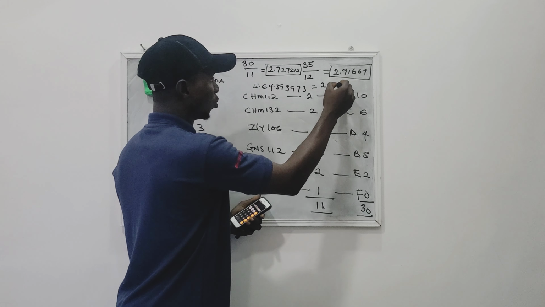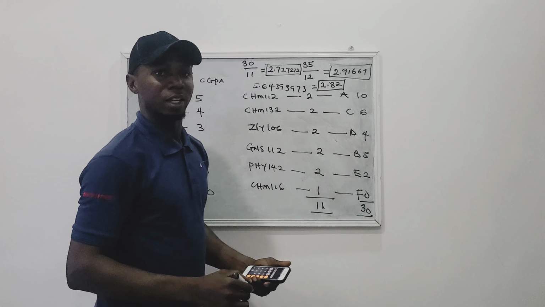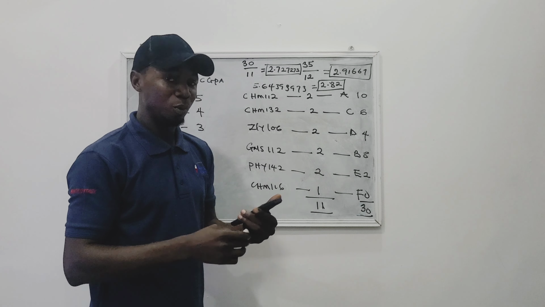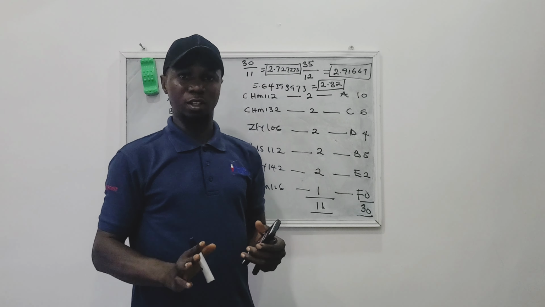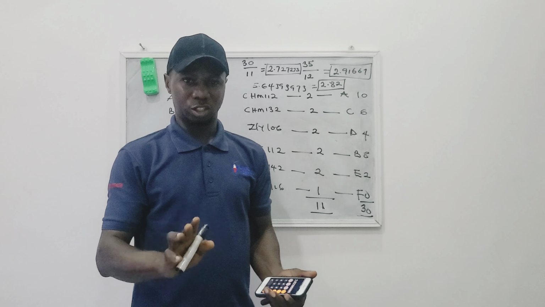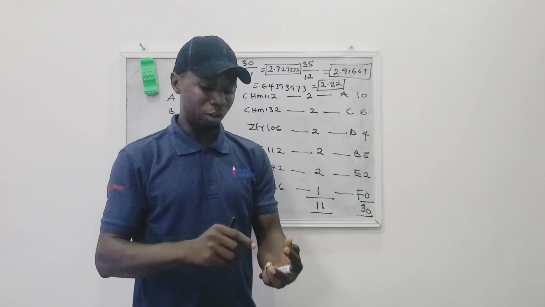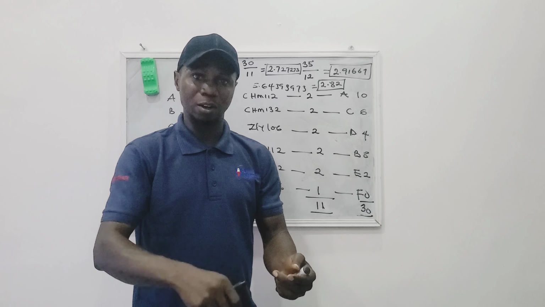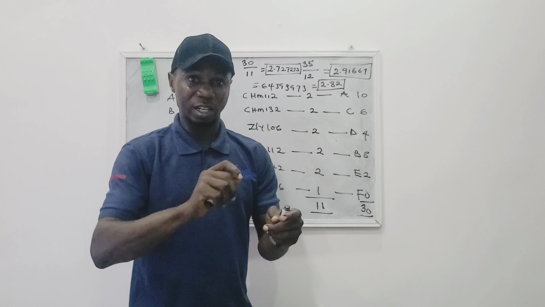Now that figure divided by 2, that will give you 2.82. Let me just leave it as 2.82. That is your CGPA using that type of result. So number one is that when you are calculating your GPA, you should not rush. You should be calm and write it down. Don't just pick your calculator and start looking at your result and press. No, write it down. You may make mistakes.